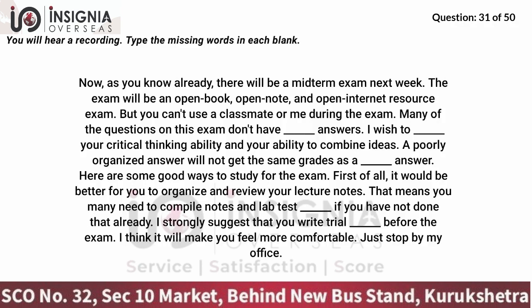I wish to assess your critical thinking ability and your ability to combine ideas. A poorly organized answer will not get the same grade as a well-organized answer. Here are some good ways to study for the exam. First of all, it would be better for you to organize and review your lecture notes. That means you may need to compile notes and lab test results if you have not done that already.